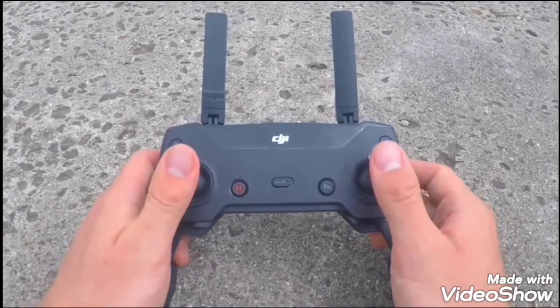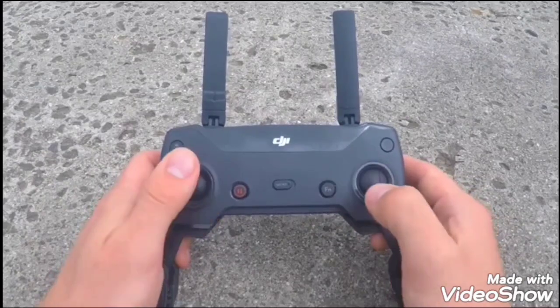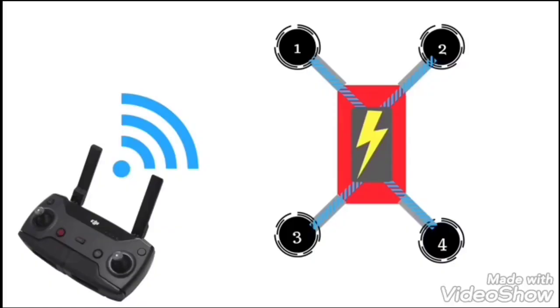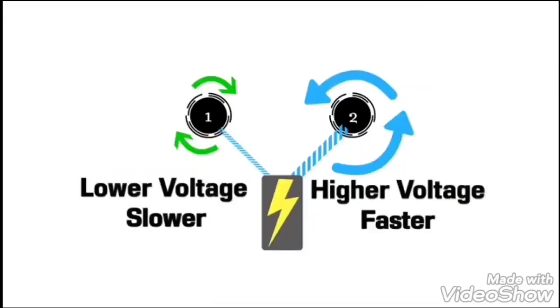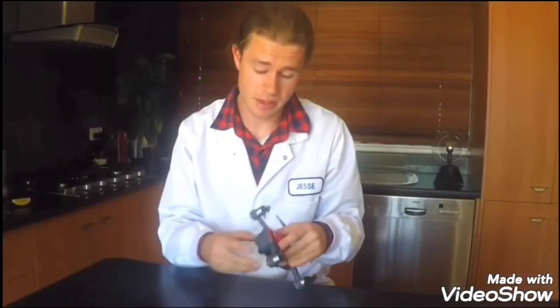And the way we control the rotor speeds of the drone is by using the joysticks on the remote, which work to increase or decrease the voltage being delivered from the battery to each of the 4 rotors. If a motor's getting more voltage, it's going to go faster. Also, drones are powered by lithium-ion batteries, and it's really important to maintain healthy batteries so you can get maximum flight time. Check out my video on battery life if you want to maximize the batteries for your drone.